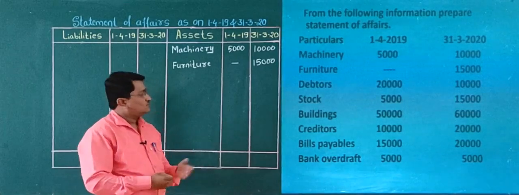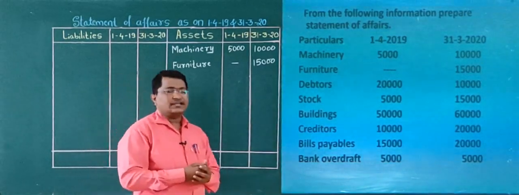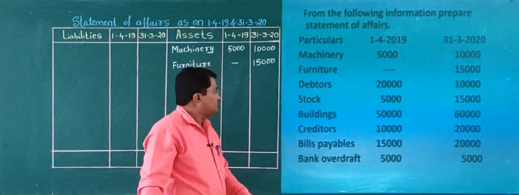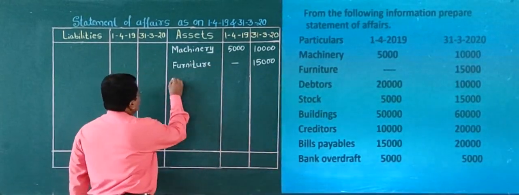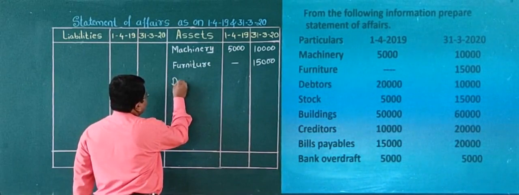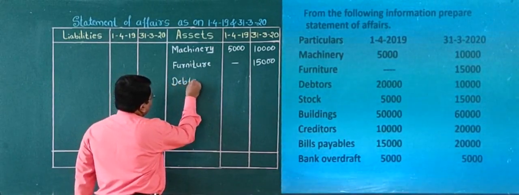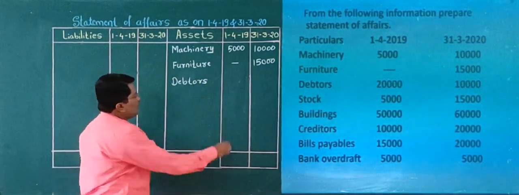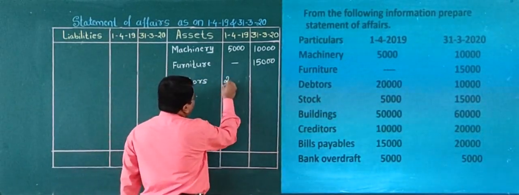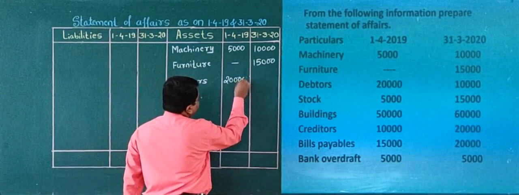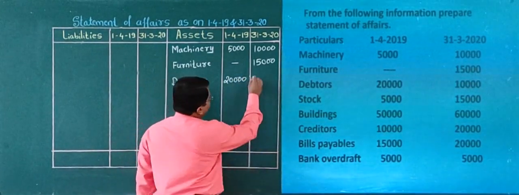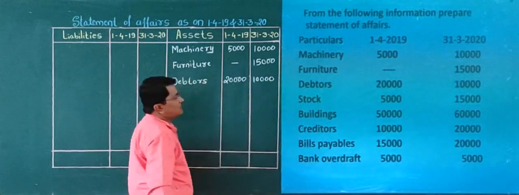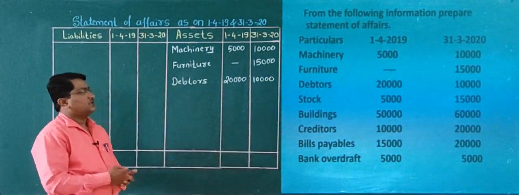Next, debtors. Is debtor an asset or liability? Yes, it is also an asset. So next one is debtors. What's the amount of debtors? Opening 20,000 and closing 10,000. Yes, it is opening 20,000 and closing 10,000.